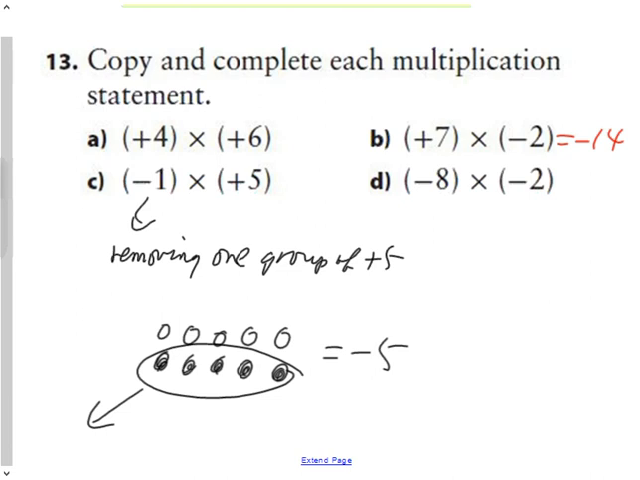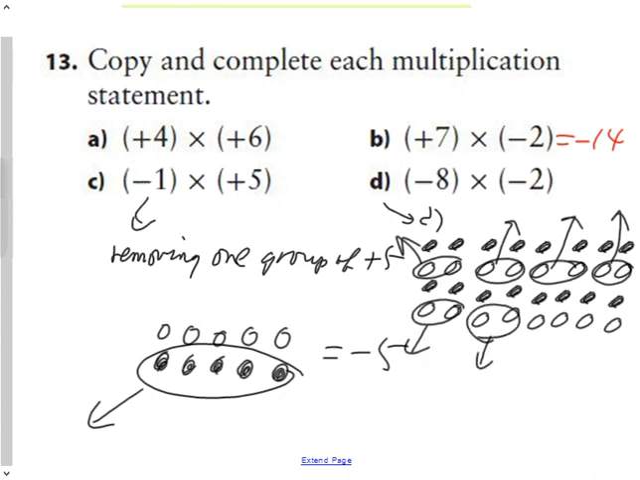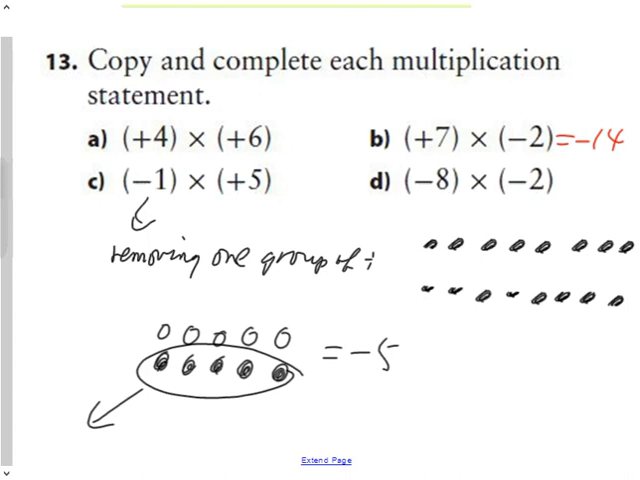And the last question, D, removing 8 groups of -2, I have to start with 16 zero pairs. So from this picture, I have nothing. But if I was to remove 8 groups of -2, one group gone, 2 groups gone, 3 groups of negative 2, and 4 groups of negative 2. Remove 5 groups of negative 2, 6 groups of negative 2, and 7 groups, and finally 8 groups of negative 2. If I remove 8 groups of negative 2, I would end up with positive 16.